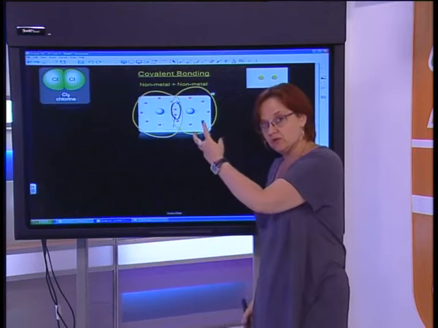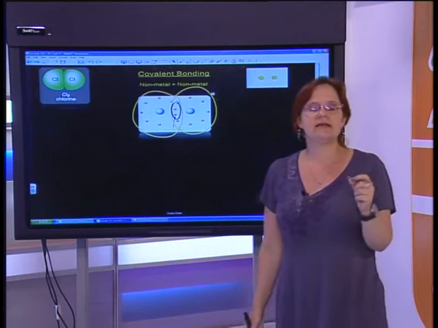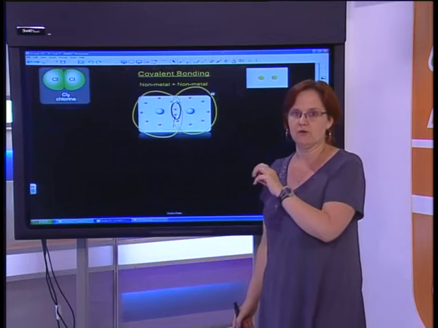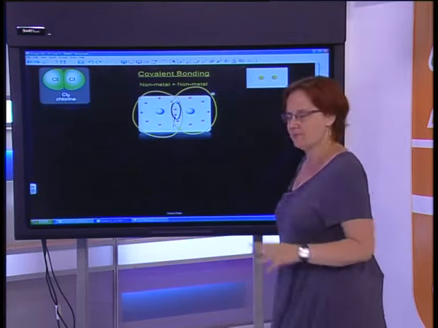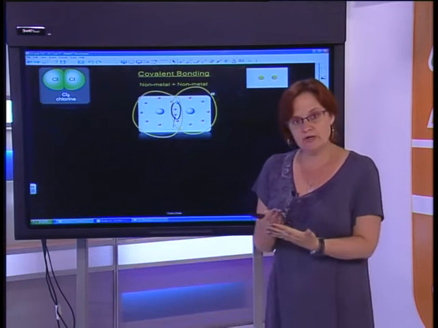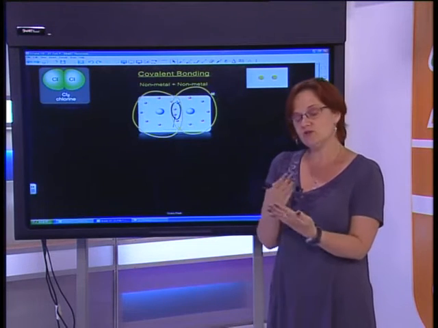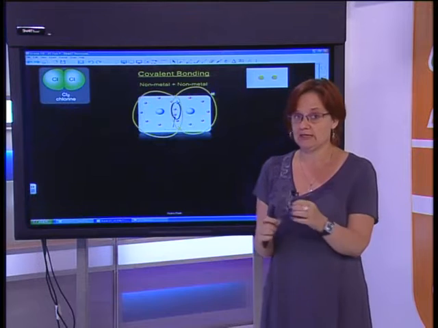Another way for us to know whether a bond is covalent, where there will be this sharing of electrons, is to look at the electronegativities of the atoms involved. Last week we spoke a little bit about electronegativity, and on your periodic table, whenever you get one, the electronegativities are given, so make sure you read the key.